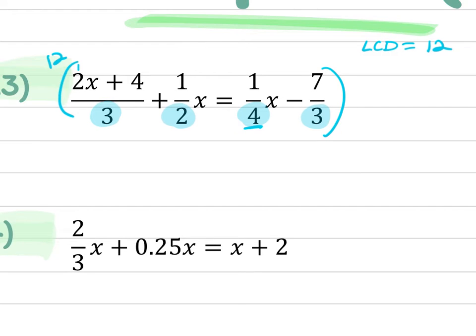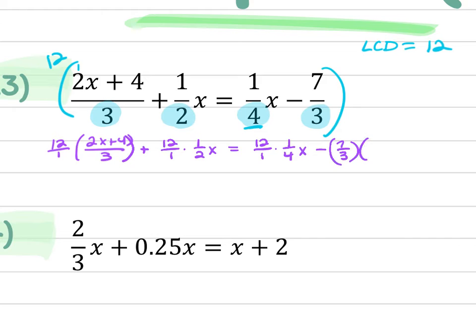There are 4 terms here separated by plus and minus signs, which means I'm going to multiply 12 over 1 by all 4 terms. I'm going to walk this through the first time step by step, but you don't have to do the step I'm about to do every time. So 12 over 1 gets multiplied by 2x plus 4 over 3. Then 12 over 1 gets multiplied by 1/2 x. Then 12 over 1 gets multiplied by 1/4 x. Then 12 over 1 gets multiplied by 7/3.